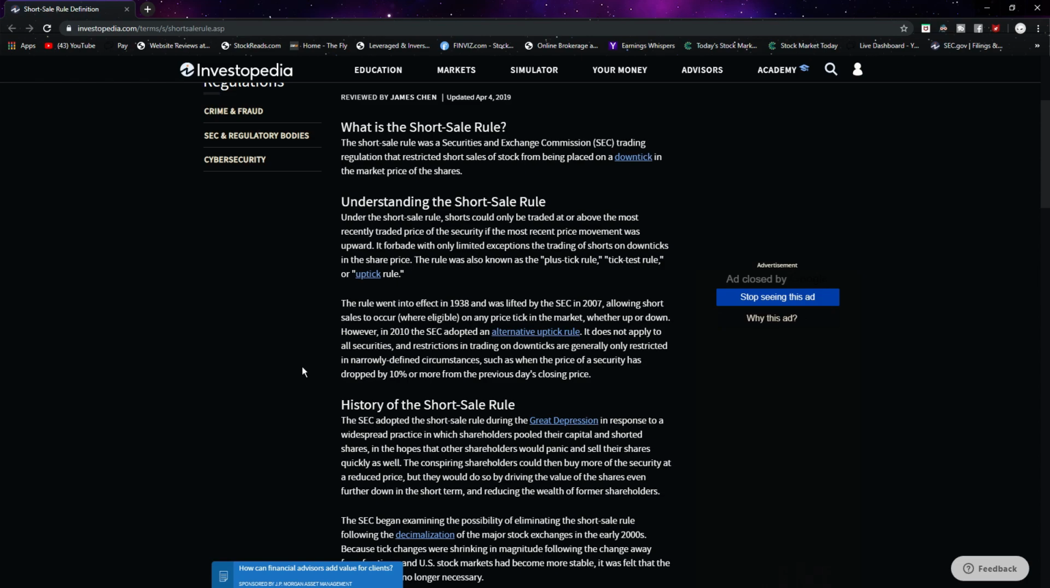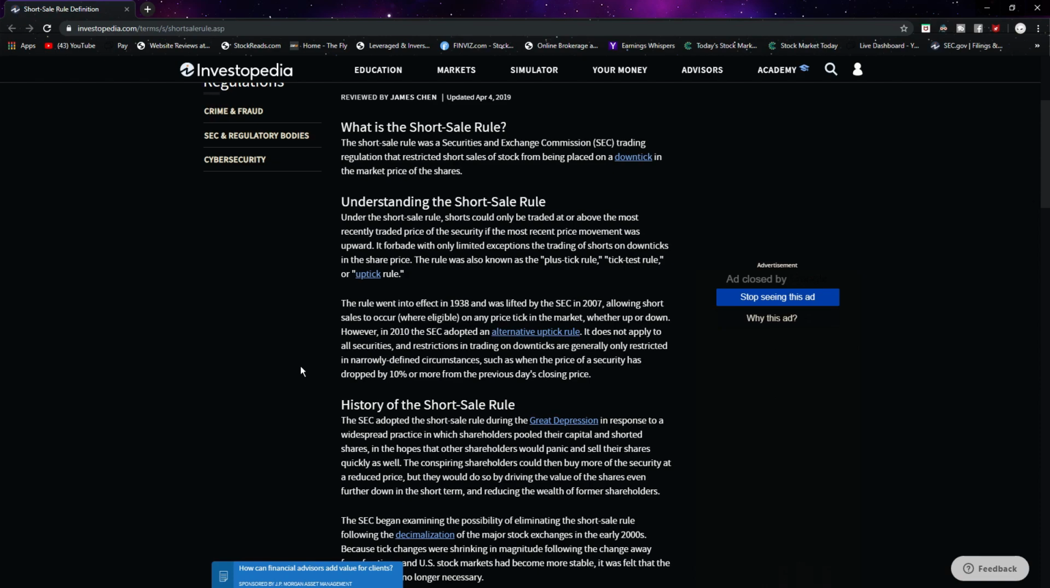Understanding the short sale rule. Under the short sale rule, shorts could only be traded at or above the most recently traded price of the security if the most recent price movement was upward. It forbade, with only limited exception, the trading of shorts on downticks in the share price. The rule was also known as the plus tick rule, tick test rule, or uptick rule.